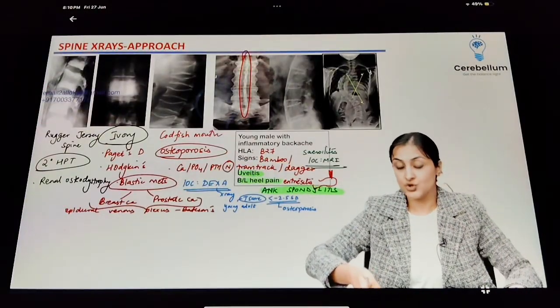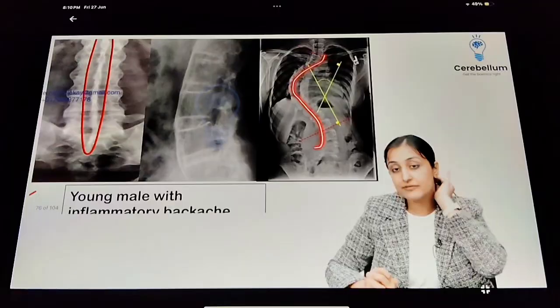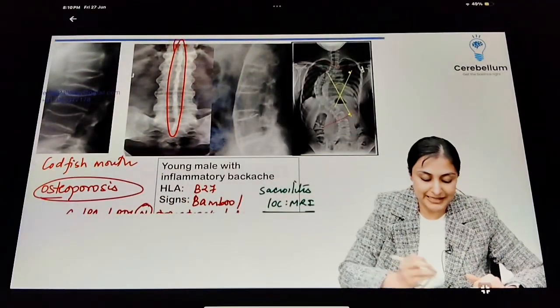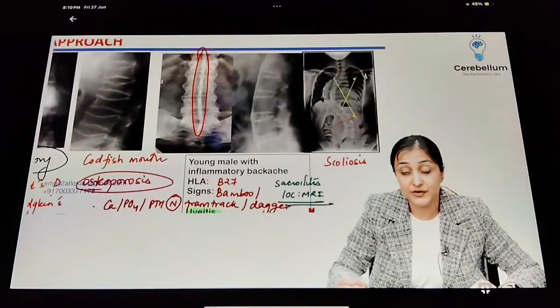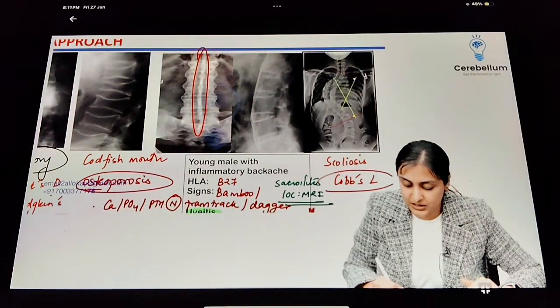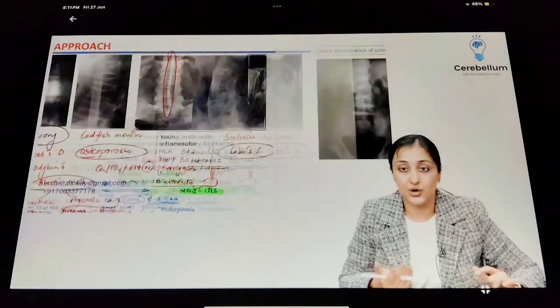Looking at the next image, you can see in the spine that there is a lateral curvature. This lateral curvature of the spine is what we call scoliosis. They frequently ask what angle is being measured here. This is the Cobb's angle, which tells us about the severity of scoliosis.